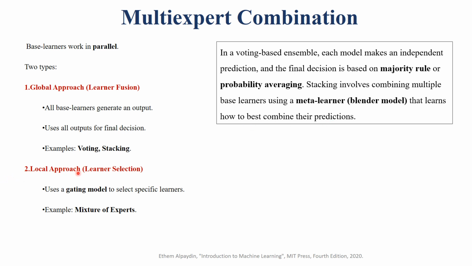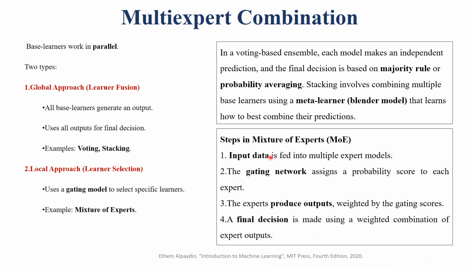Number two, the local approach, learner selection. Here, we are using a gating model to select the specific learners. For example, mixture of experts. The steps in mixture of experts include: we input the data to the multiple expert models and the gating network is going to assign a probability score to each expert. The experts will produce the outputs which are weighted by the gating scores. The final decision will be made using a weighted combination of the expert outputs.